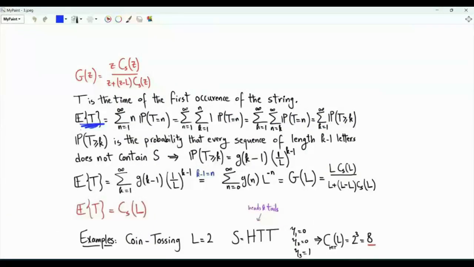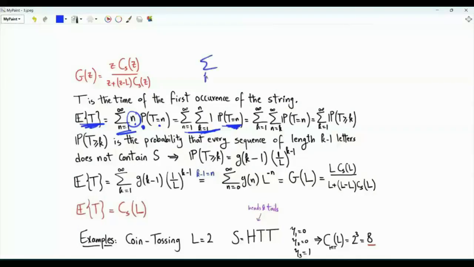Our goal is the expected number of trials till we get the string of interest for the first time. If t is the time of the first occurrence of the string s, the expected value is the probability that t is equal to n times n, and then we sum n from 1 to infinity. This n here can be written as summation k from 1 to n of 1. In this double sum, we sum n from 1 to infinity, k from 1 to n. We are summing a real valued non-negative quantity. So by Tonelli, we can do the summation in any order of our choice.